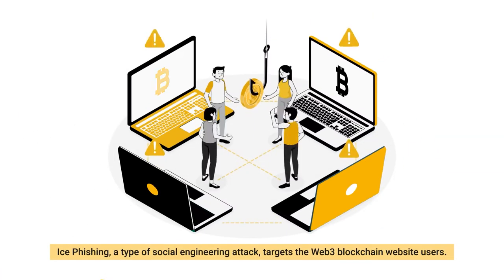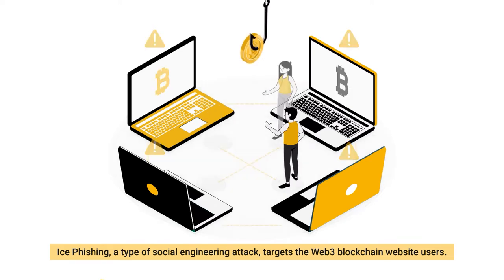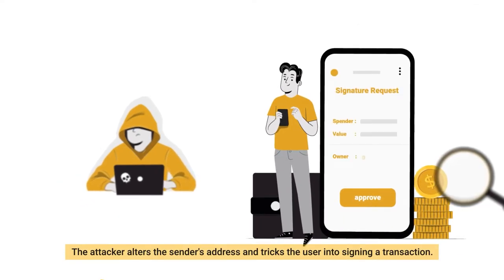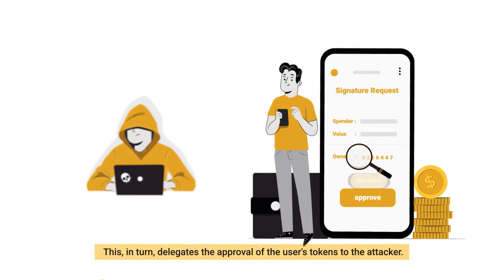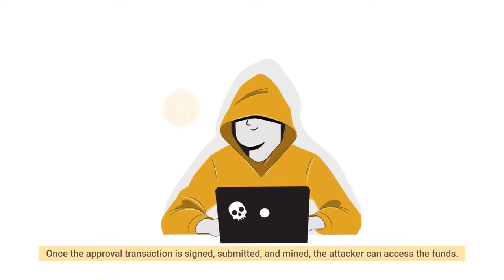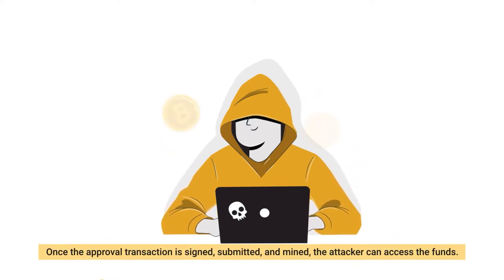Ice-phishing, a type of social engineering attack, targets Web3 blockchain website users. The attacker alters the sender's address and tricks the user into signing a transaction. This, in turn, delegates the approval of the user's tokens to the attacker. Once the approval transaction is signed, submitted, and mined, the attacker can access the funds.